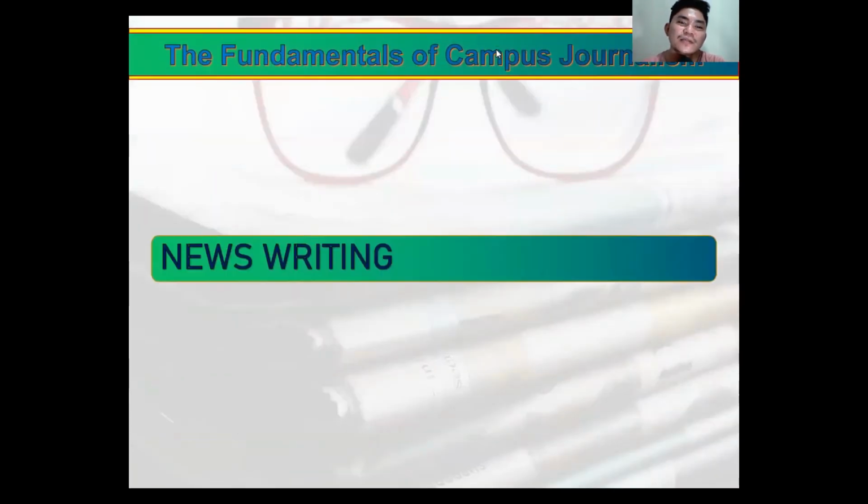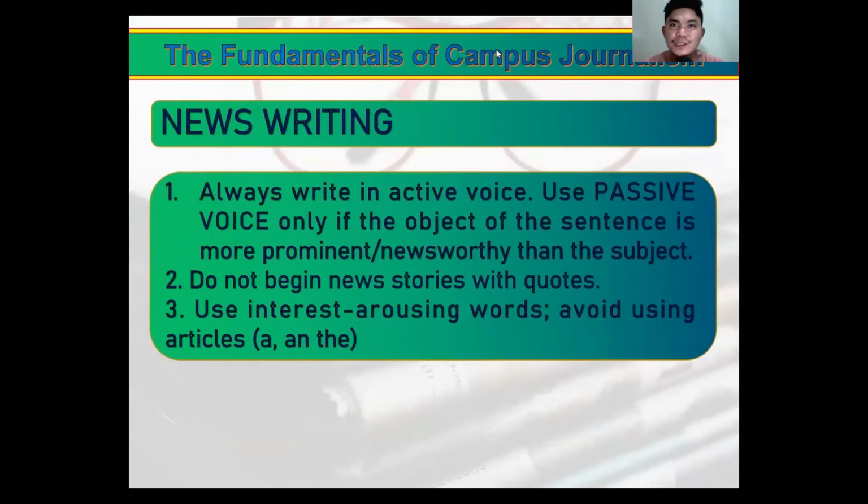Okay, now news writing. What should you remember in writing this one? Number one, always write in active voice. Use passive voice only if the object of the sentence is more prominent or newsworthy than the subject. Then, number two, do not begin news stories with quotes because you are presenting facts here in straight news. This one is not a descriptive essay or other types of articles. This one is supposed to be presented as straight as possible.